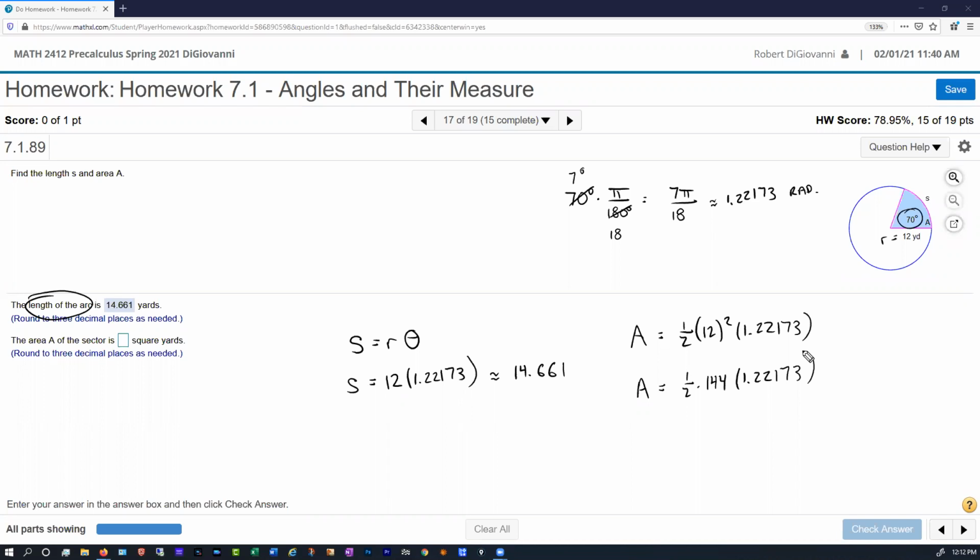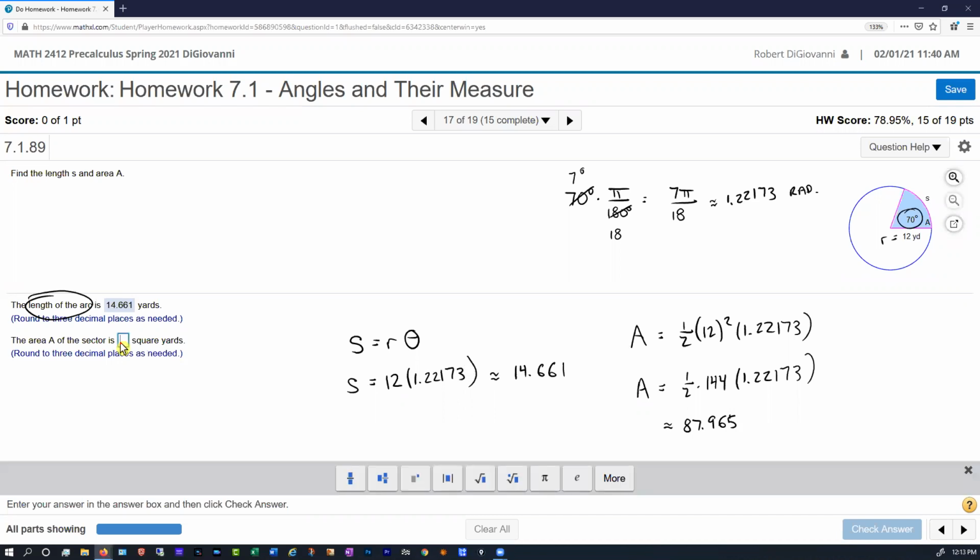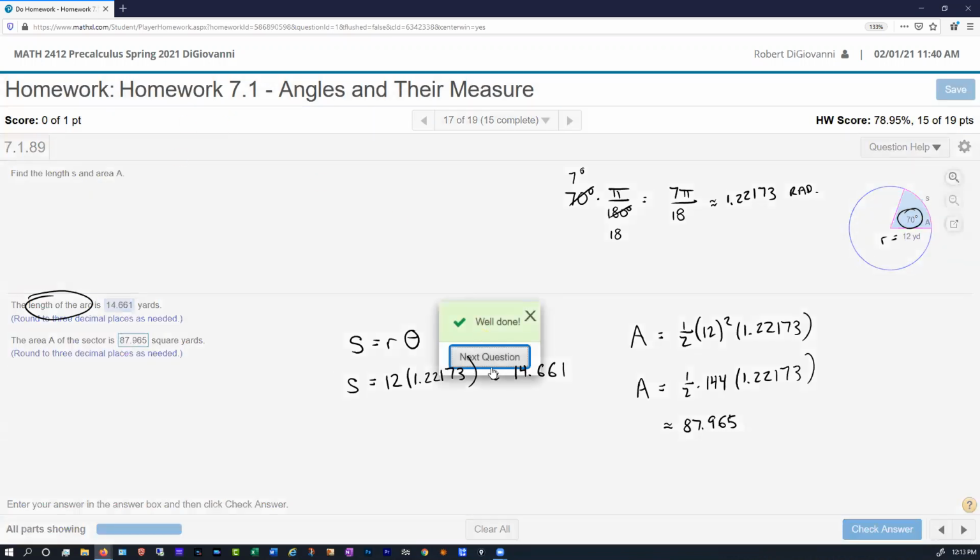All right, I'm getting about 87.96. So I'll have to round that to 5 if I'm going to 3 decimal places. So that should be it here: 87.965.